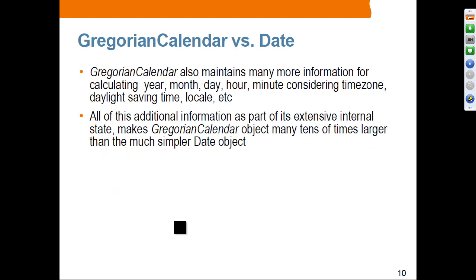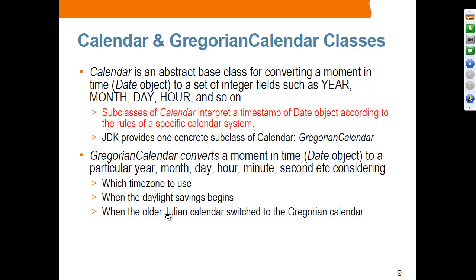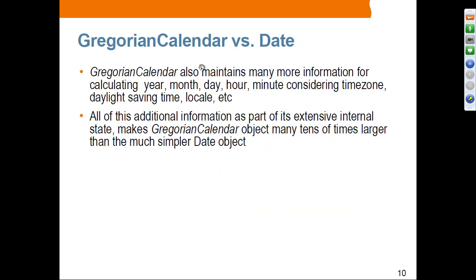So, GregorianCalendar class versus Date. The GregorianCalendar class maintains many more pieces of information for calculating year, month, day, hour, and minute, considering time zone, daylight saving time, and locale. Because a GregorianCalendar object maintains all this information, it is many tens of times larger than a Date object. So whenever you need to pass around the time, you want to pass it as a Date object rather than a GregorianCalendar object, because a GregorianCalendar object is big.